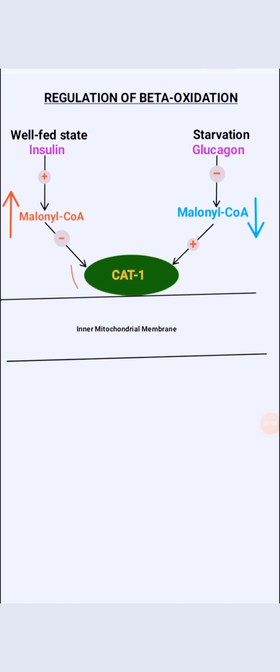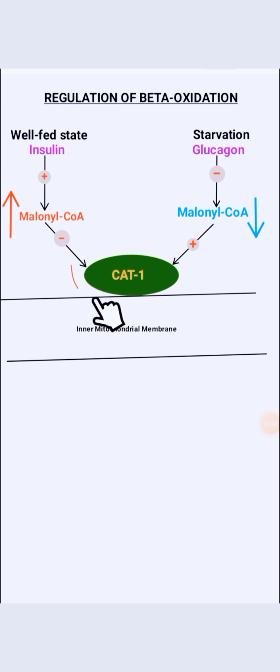Now, in beta oxidation, we talked about this very important enzyme, which we call carnitine acyltransferase 1. It is also known as carnitine palmitoyl transferase 1. What was the purpose of this enzyme? This enzyme is the one that converts acyl-CoA to acylcarnitine. But why are we converting acyl-CoA to acylcarnitine?